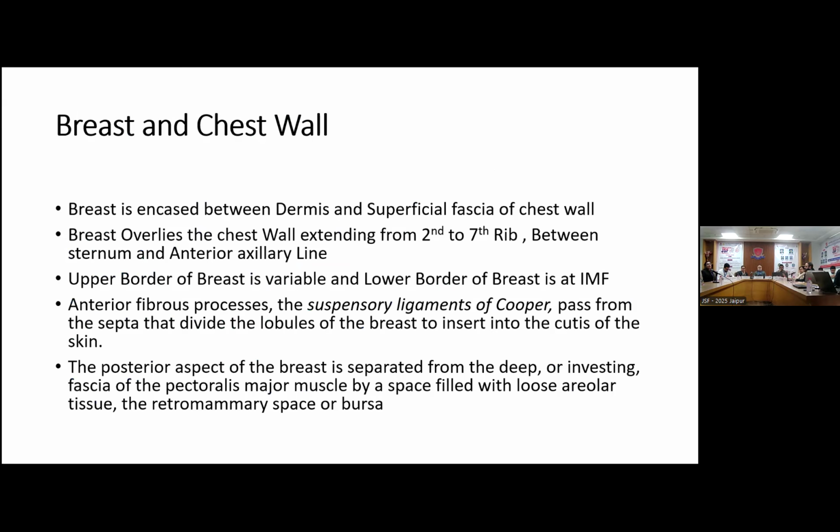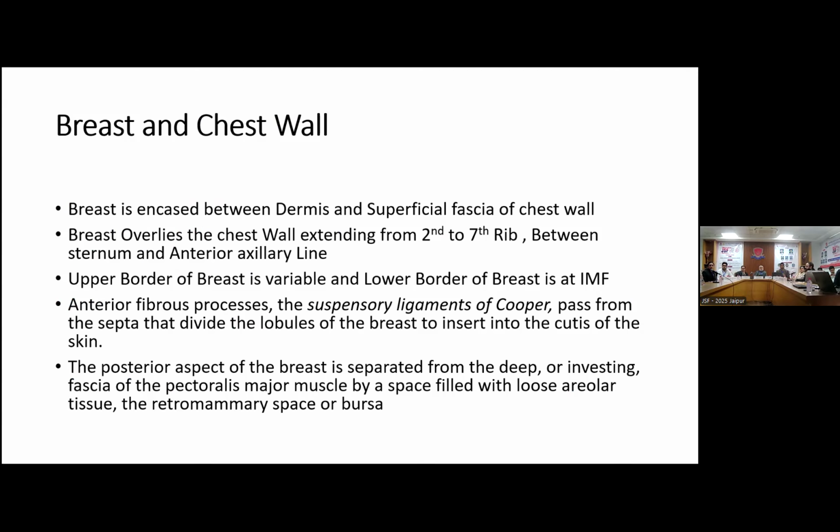So as we all know, the breast lies over the chest wall and is encased in the superficial fascia between the dermis and the chest wall. It overlies the chest wall from the 2nd to the 7th rib, between the sternum and the anterior axillary line. As I said, the upper border of the breast is variable, the lower border is the IMF, and it is connected to the chest wall with the suspensory ligaments of Cooper.